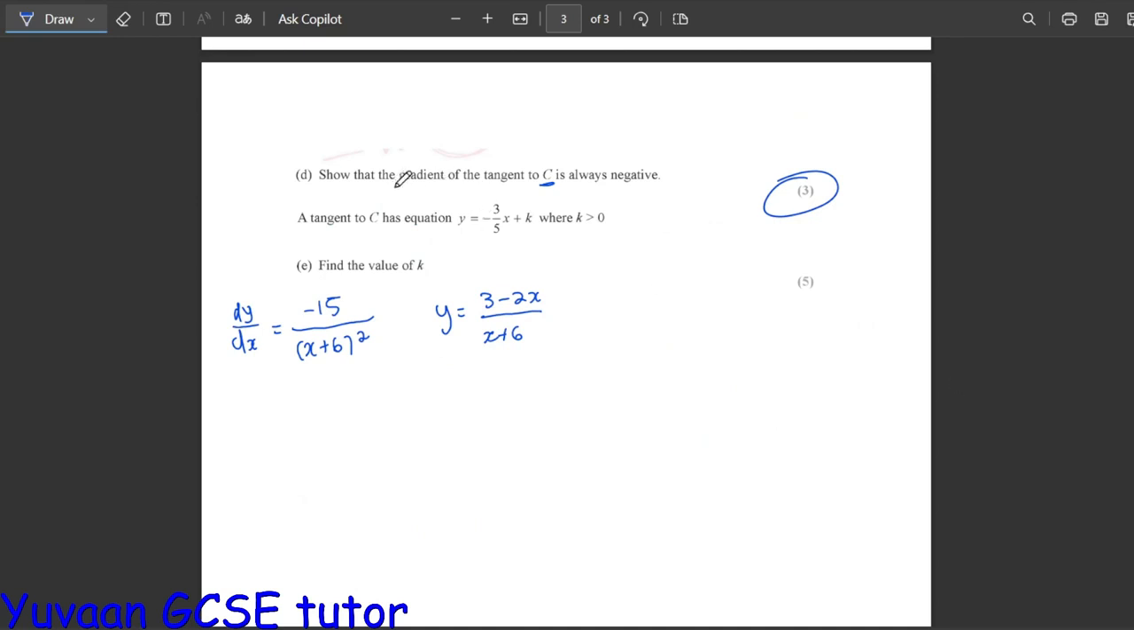So guys, here we have a tangent to the curve. What we have to do is find the y-intercept of the tangent, which is k, and that is greater than 0. The first thing we have to do is we know the gradient, which is minus 3 over 5. So we can equate that to the gradient function, minus 15 over x plus 6 squared, is equal to minus 3 over 5. Now all we have to do is solve for x.